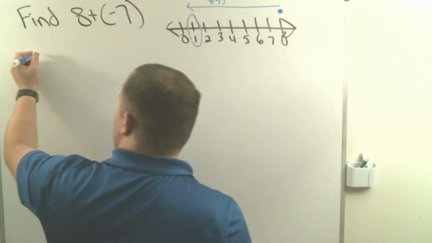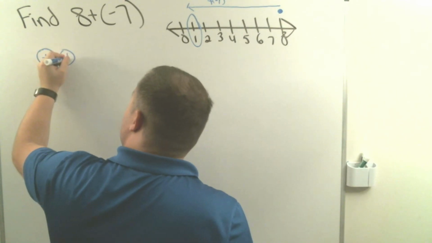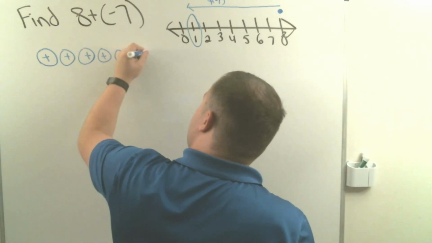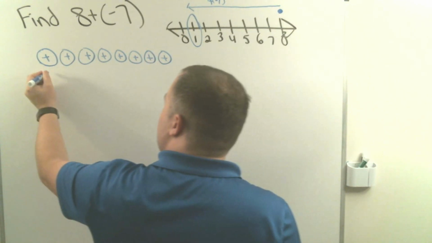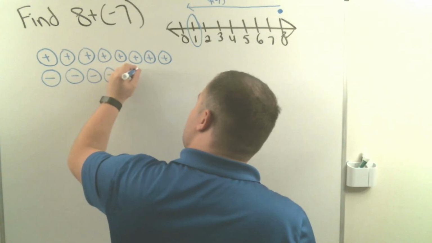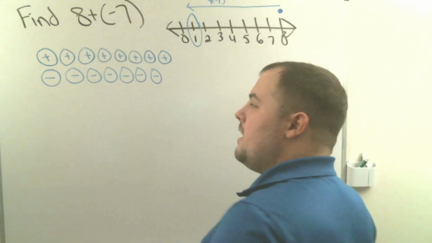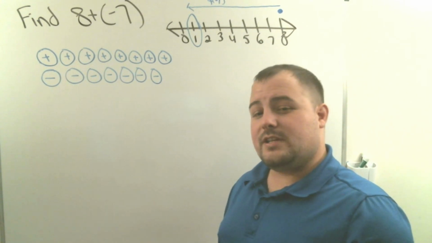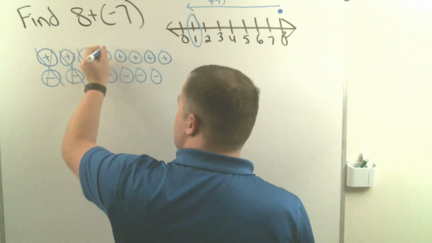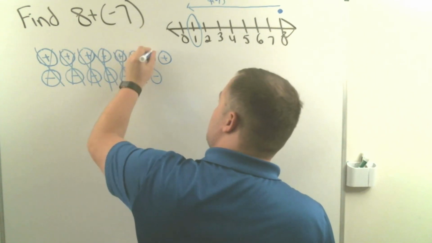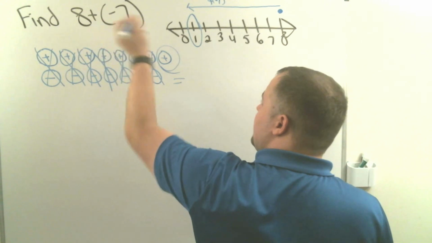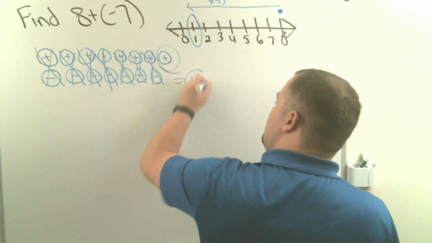Well, we can also do it the counter method. So we have 8 positives. And we have 7 negatives. And what we know is every time we have a positive and negative, they're going to cancel out. So this cancels, this cancels, this cancels, this cancels, this cancels, cancels, and cancels. That means we have 1 positive left. So a positive 8 plus a negative 7 is a positive 1.